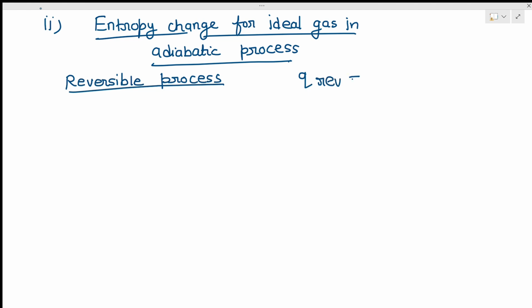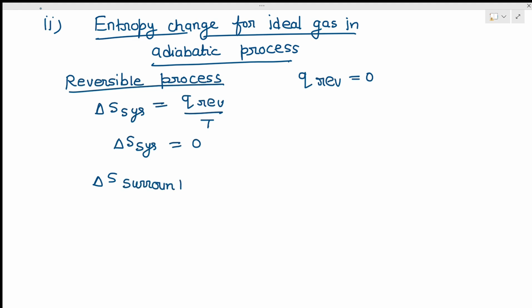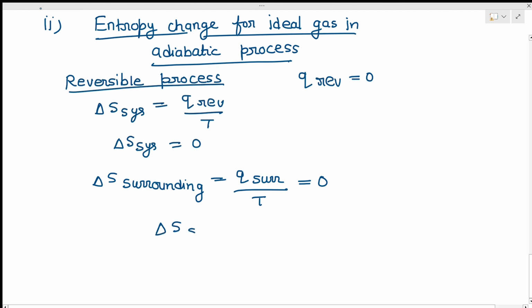And del S of system we know is equal to Q reversible upon T. This we know. So del S of system will be equal to 0 because our Q reversible is equal to 0. Now del S of surrounding is equal to Q of surrounding divided by T, and this will be equal to 0. So we can say del S of surrounding will also be equal to 0 for the reversible process.